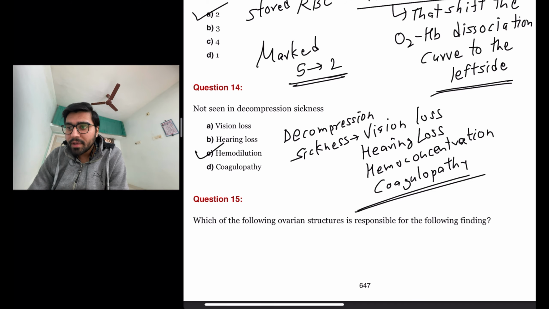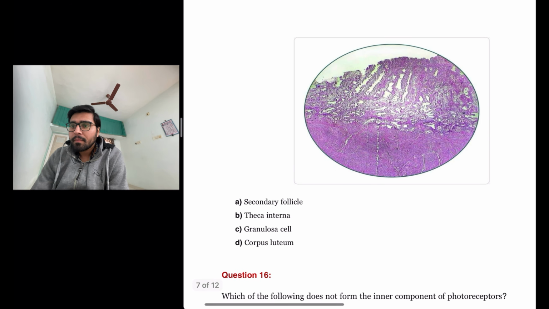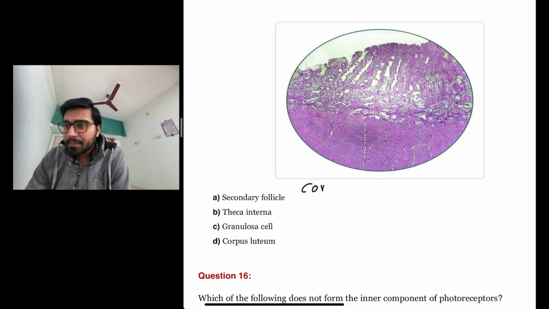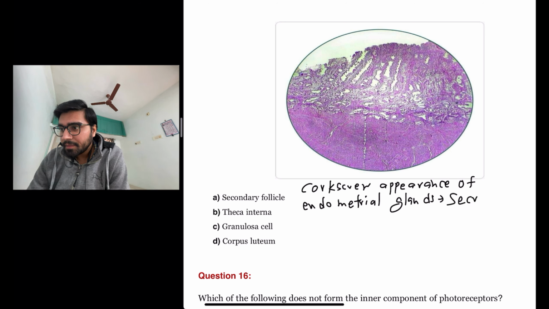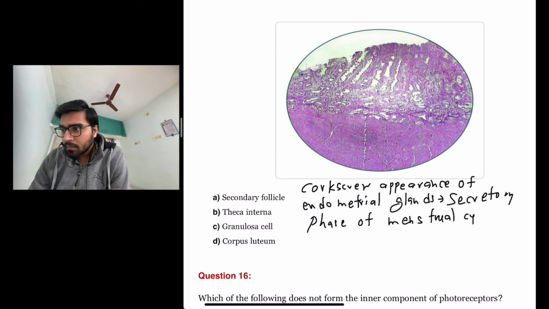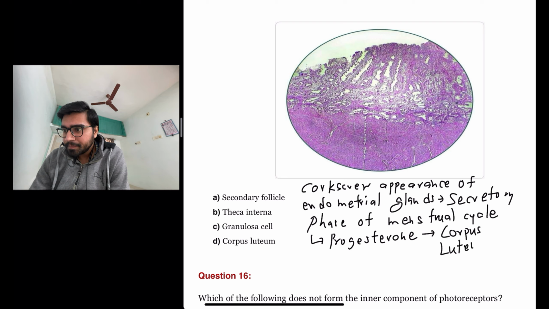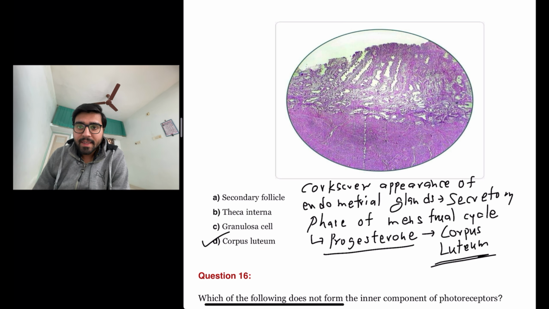The next question is which of the following ovarian structures is responsible for the following finding? So this histological appearance is showing the corkscrew appearance of endometrial glands, which is suggestive of secretory phase of menstrual cycle, due to secretion of progesterone formed by corpus luteum. Okay, so this progesterone secretion leads to this appearance. So the structure responsible for this progesterone secretion is corpus luteum. So the answer is D, corpus luteum.